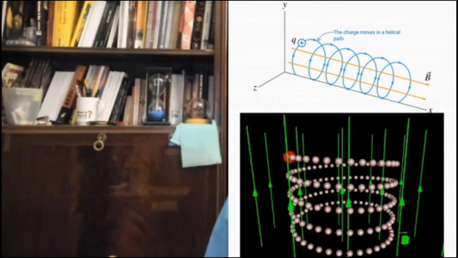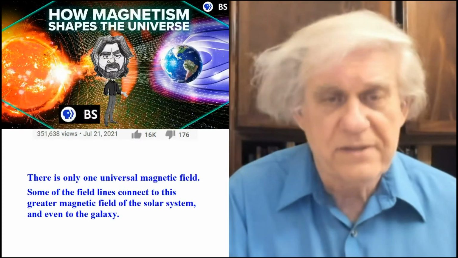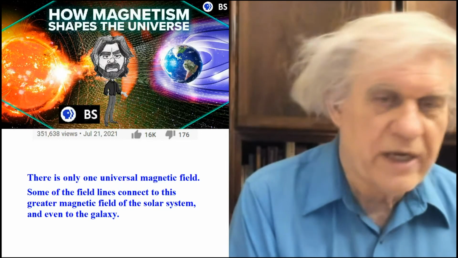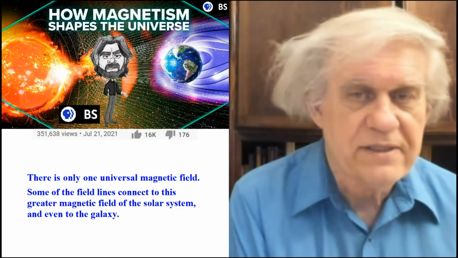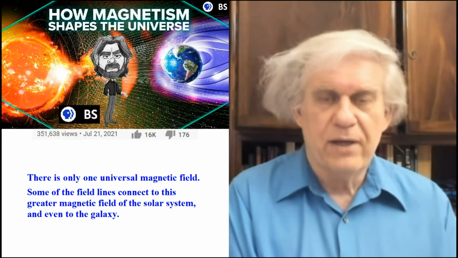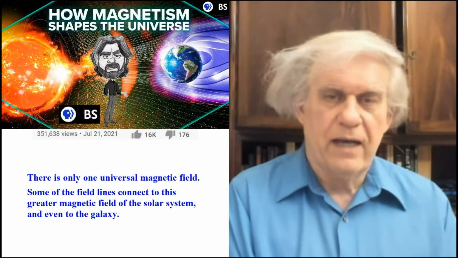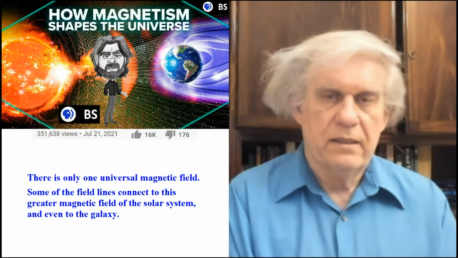So maybe we just have to wait for him to finish his presentation. And so here's his finishing touch. Okay, this is where I guess he explains it. And he said, there's only one universal magnetic field. Some of the field lines connect to this greater magnetic field of the solar system and even to the galaxy. So I hope you understand and can explain to your son or your daughter today how magnetism works. That's it. That's all you'll find.